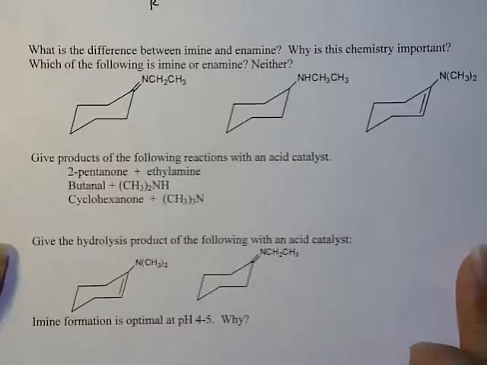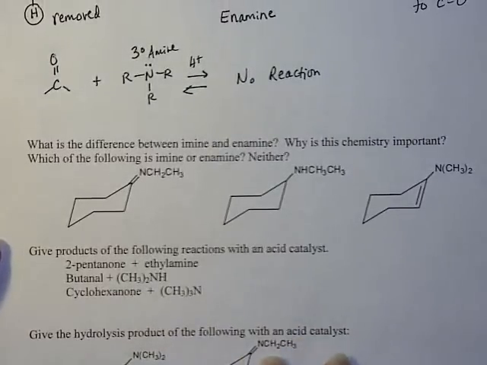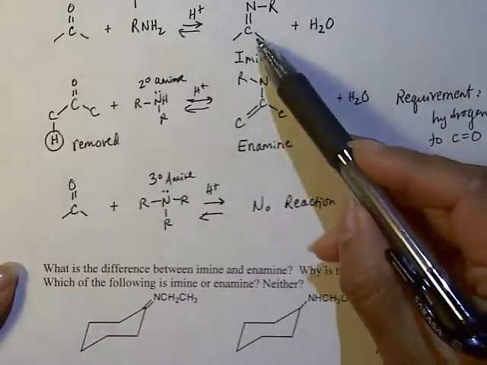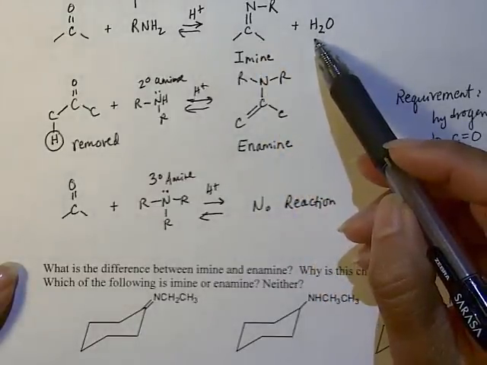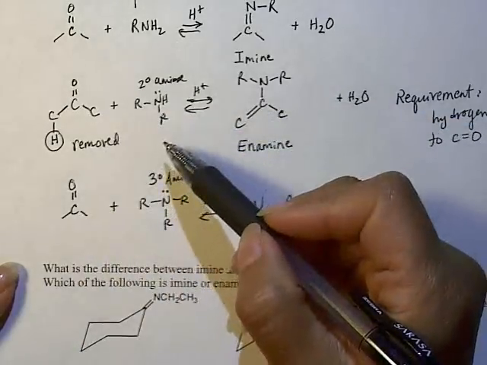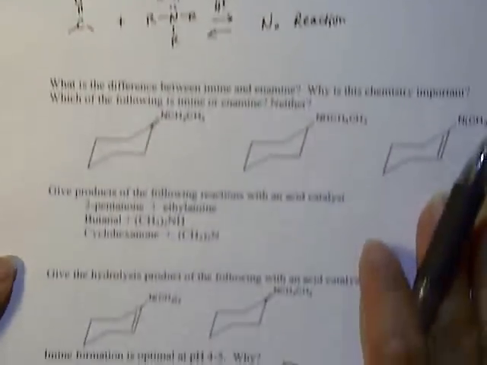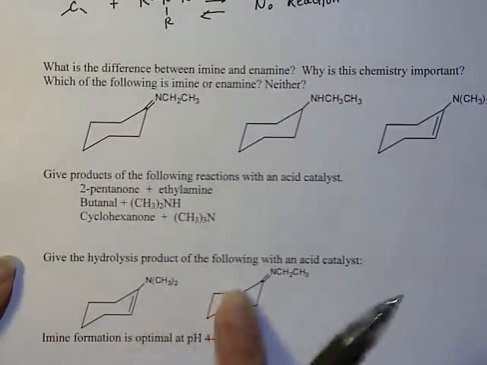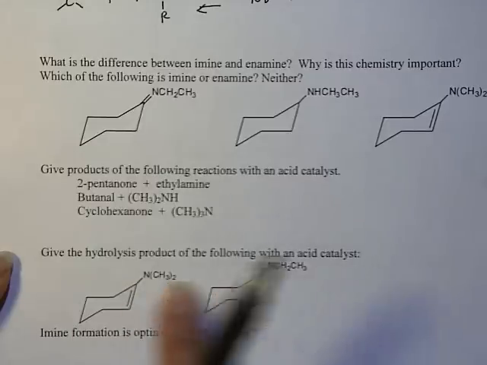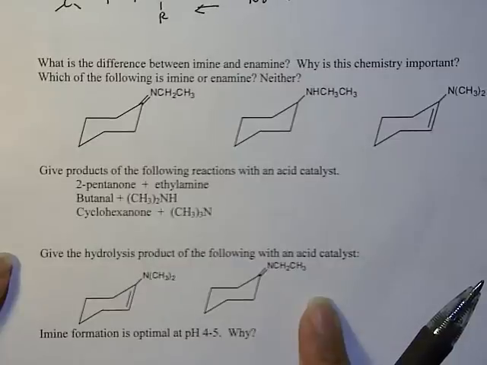All right. And once again, we're going to go over this later, but this is a reversible reaction. So an enamine or imine, if you react with lots of water, then the reversible reaction will be favored because you're pushing the equilibrium to the left, and you'll get the carbonyl and the amine back. So if you see this problem, give the hydrolysis product of the following with an acid catalyst, that means you're reacting this imine and enamine with H2O in presence of acid.